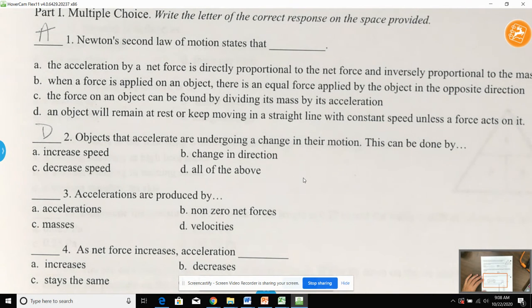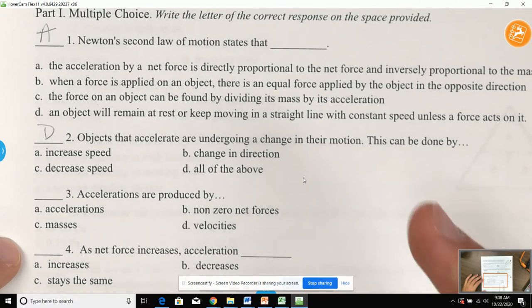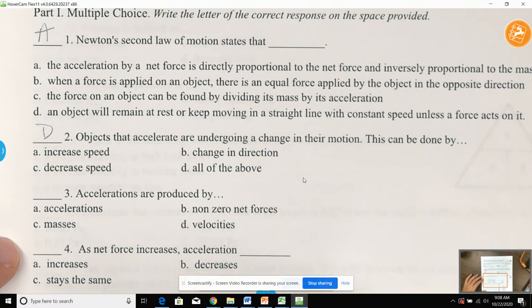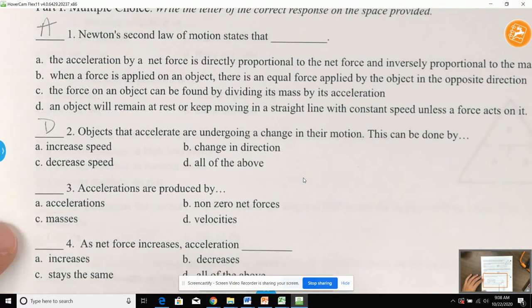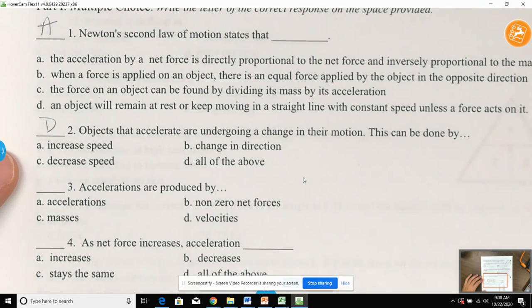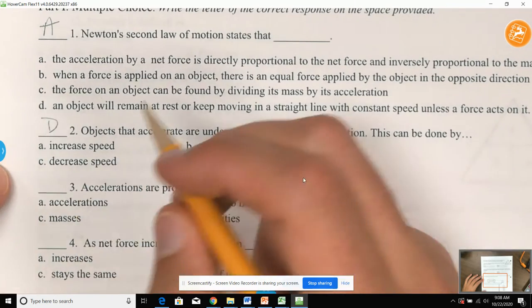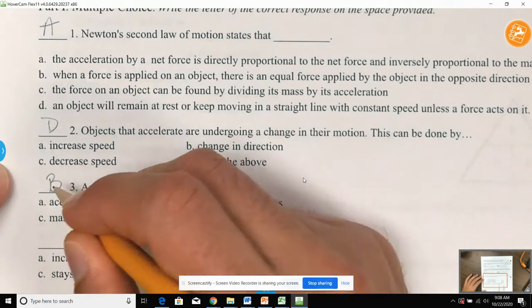Accelerations are produced by not necessarily velocities, not necessarily masses, not accelerations, but by non-zero net forces. So remember, if the net force is 0 on an object, the acceleration is going to be 0. So it needs to be non-zero, something greater than 0 to cause an acceleration. So we're looking at letter B.